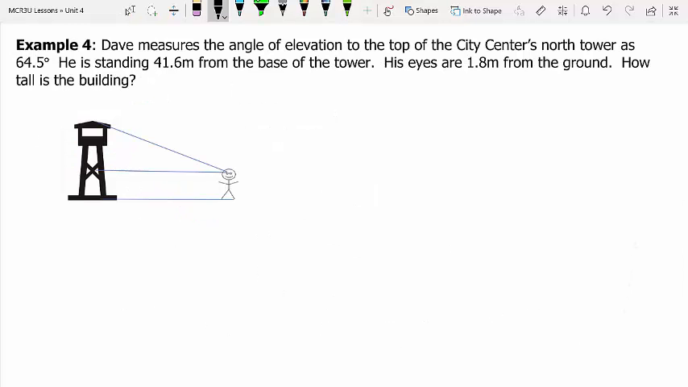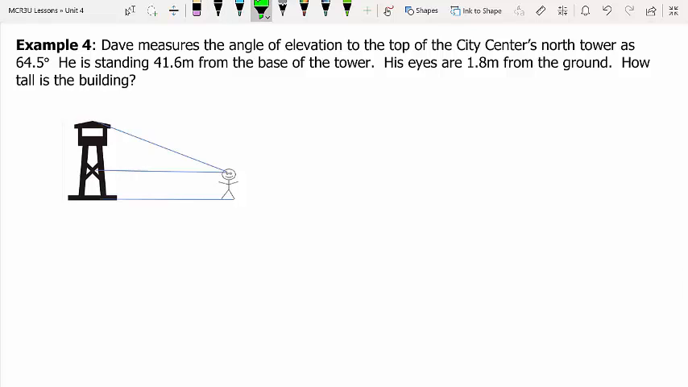Example 4, Dave measures the angle of elevation to the top of the city center's north tower as 64.5 degrees. He is standing 41.6 meters from the base of the tower. His eyes are 1.8 meters from the ground. How tall is the building? So let's label this diagram. Let's incorporate the values from the question into the diagram.